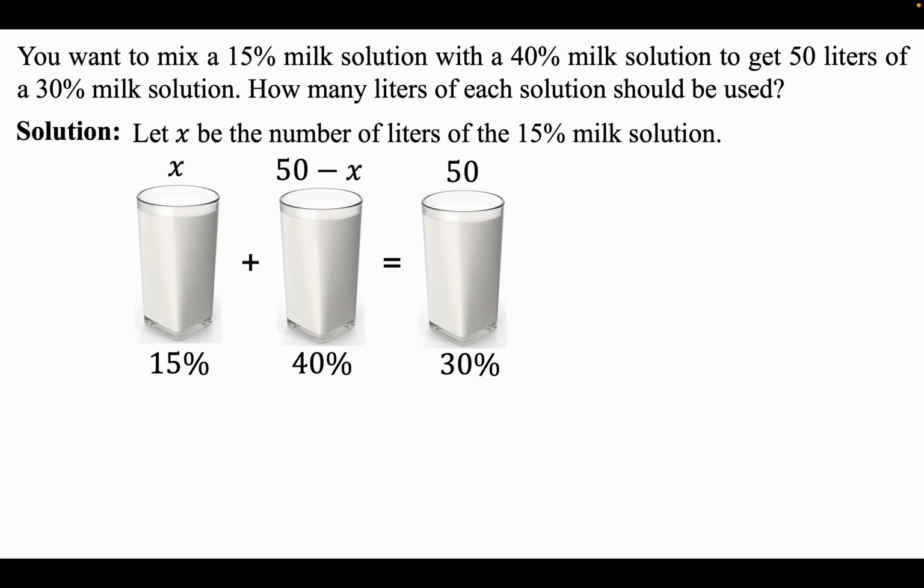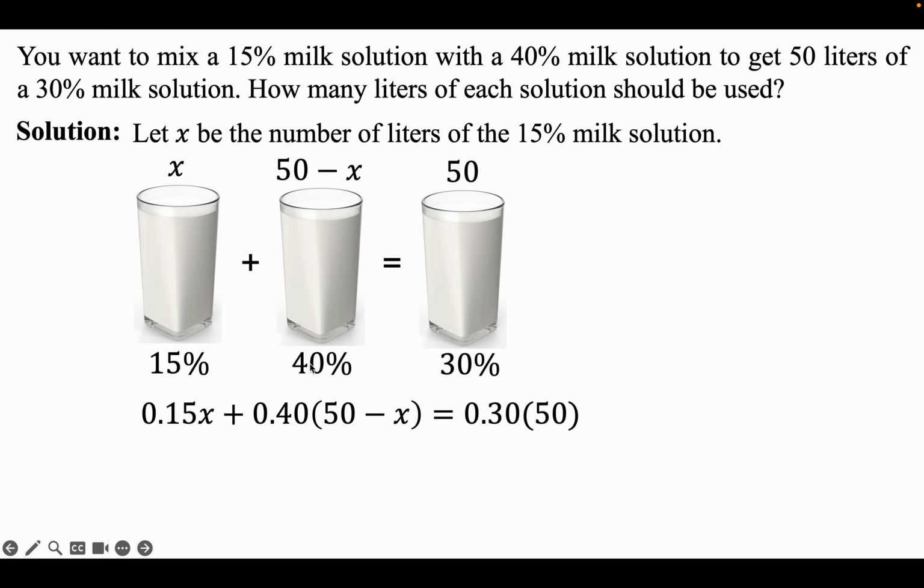Now, from here, we can create the equation. Remember, it's the concentration times the volume plus the concentration times the second volume should equal the final concentration times its final volume. So if we do that, we get the following equation. Now, the 0.15 basically comes from that 15%, right? Percent is always out of 100, so 15 divided by 100 would give you that. And then, of course, you get the same thing with those.